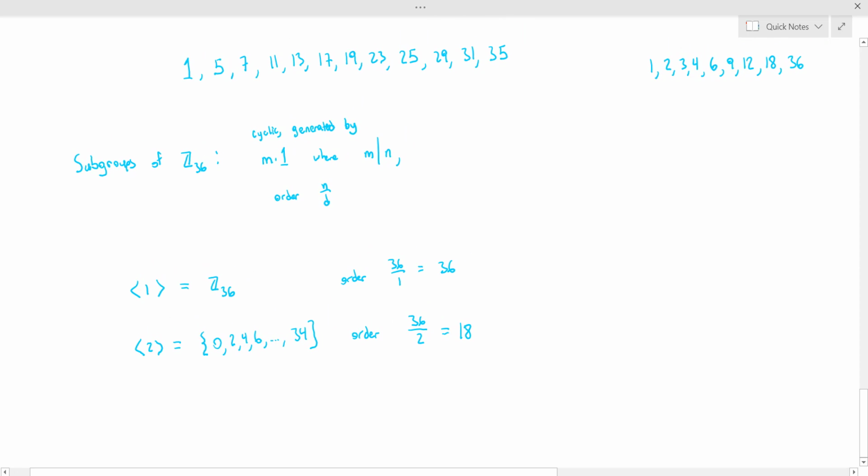All right, so then the cyclic subgroup generated by 3, the next divisor in our list over here. That would just consist of all the multiples of 3, because it's 3, 3 plus 3, 3 plus 3 plus 3, and so forth. You'd go up to 33, and then 36 becomes 0. Okay. So how many elements are in this group? The order would be 36 over 3. So there's 12 elements in the group.